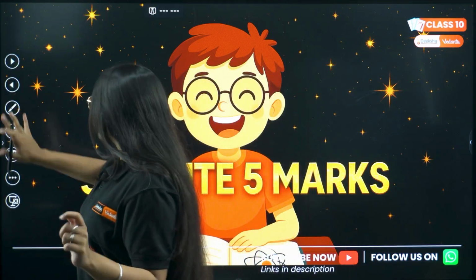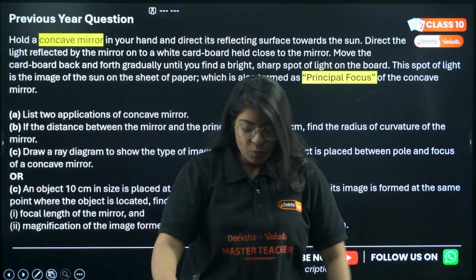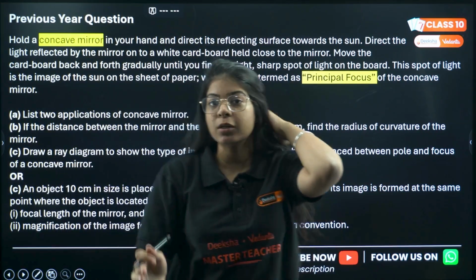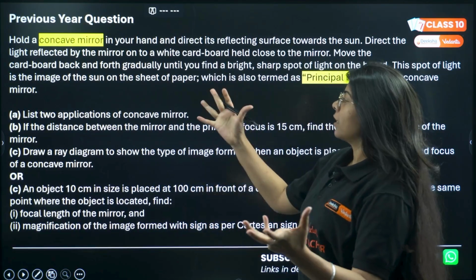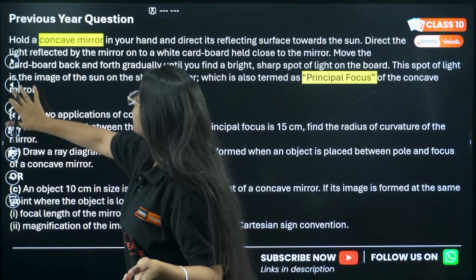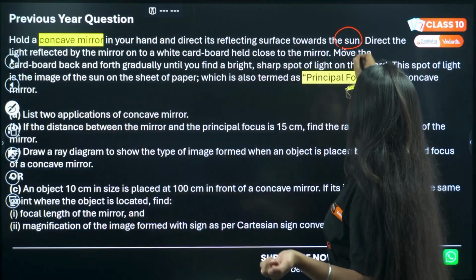Let's look at our question first. Today's topic is really important. Almost every year one question has been asked continuously. So let's look at the question. Question says, hold a concave mirror in your hand and direct its reflecting surface towards the sun.